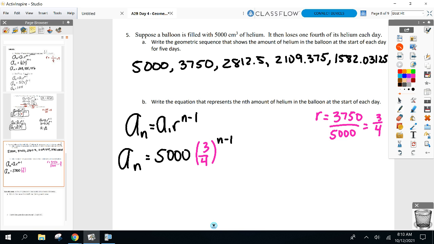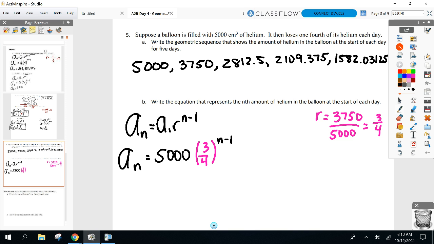So if you guys wanted to find, hey, how much helium's left after the 12th day? How do I use this formula now to figure out how much is left after the 12th day? There you go. That's why I use these formulas. It makes it so easy to find any term. I just plug in 12.